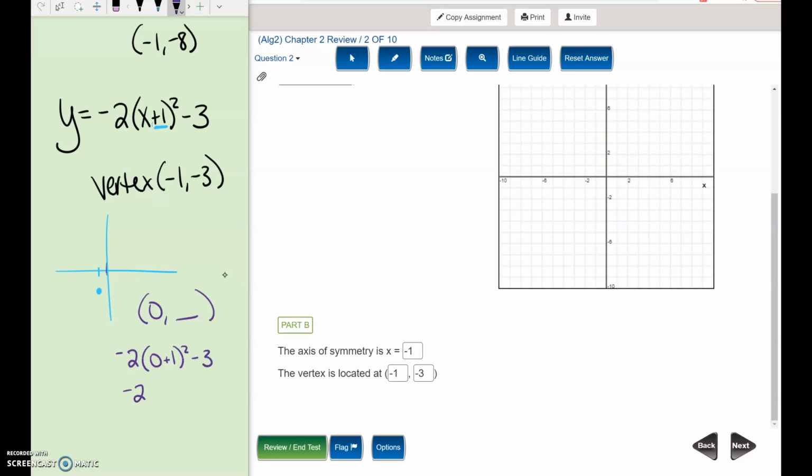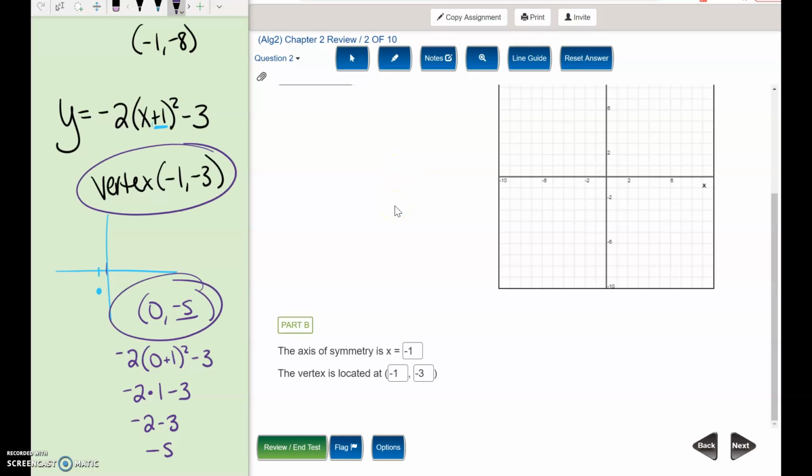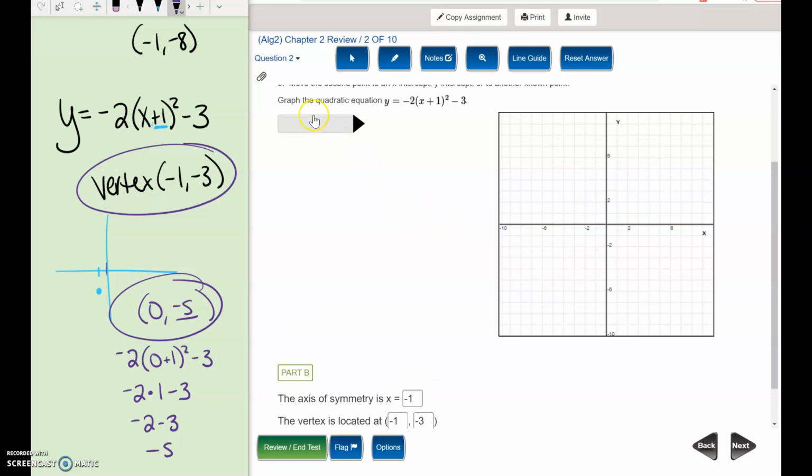0 plus 1 is 1, 1 squared is 1, and -2 minus 3 is -5. So I know the point (0, -5) is on the graph. So now I have my vertex and one other point. That's what you need to graph in EdSite. So I click this button, and it gave me a really weird parabola there.